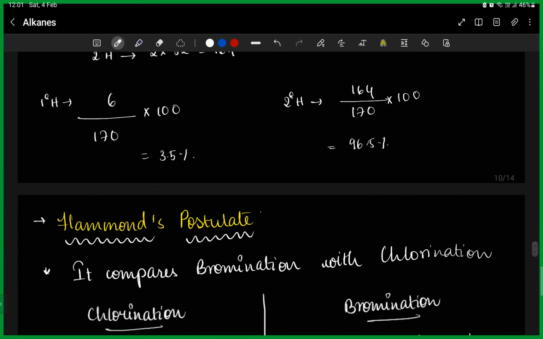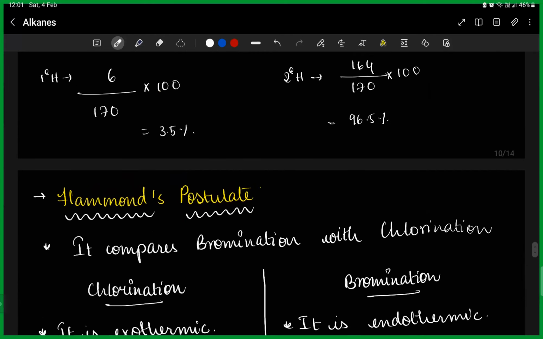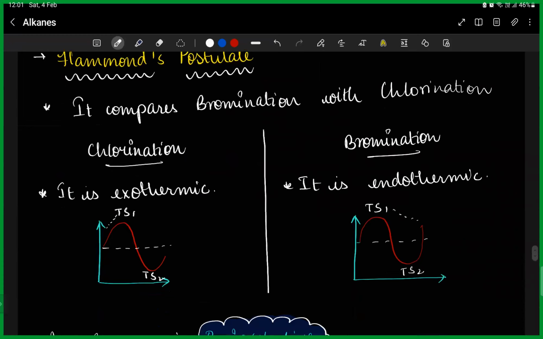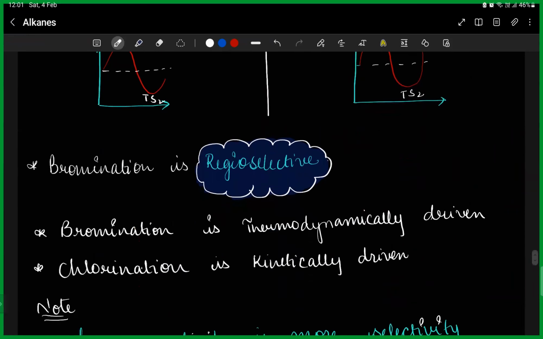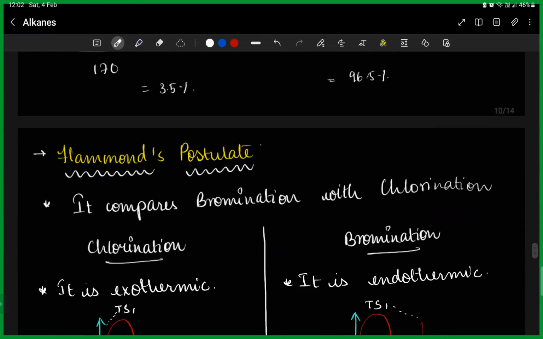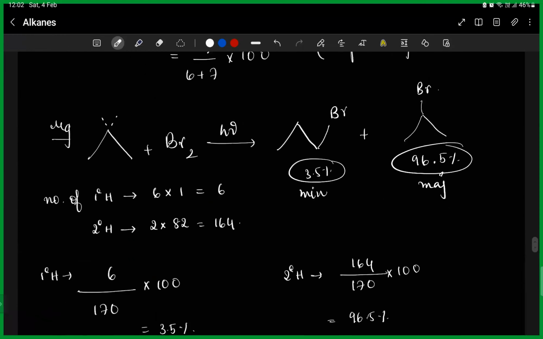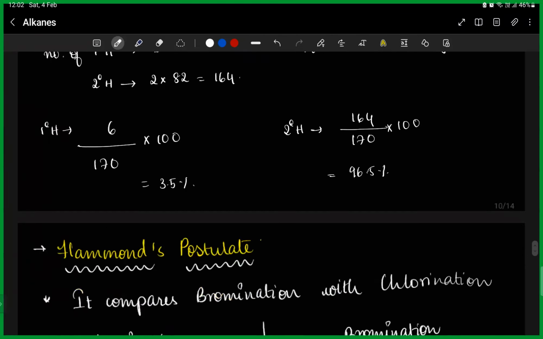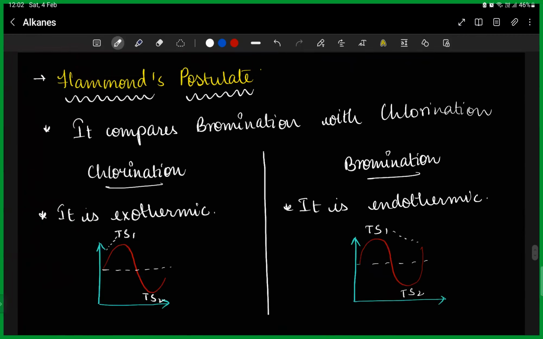So we can draw some conclusions here, and that conclusions we discuss under Hammond's postulate. So what is Hammond's postulate? It compares bromination with chlorination. It simply tells that bromination is regioselective. Means bromination, it is like more regioselective. Like it is very dominantly choosing 2 degree over 1 degree. While chlorination, the border is not that much. Okay, so it compares bromination with chlorination.